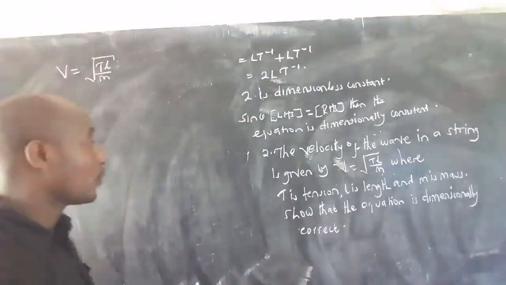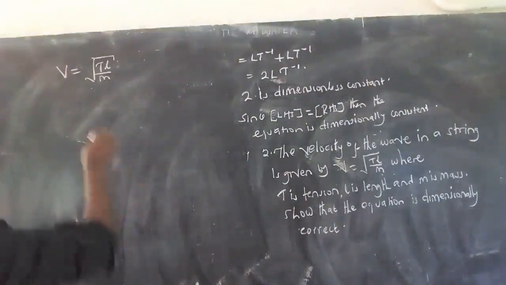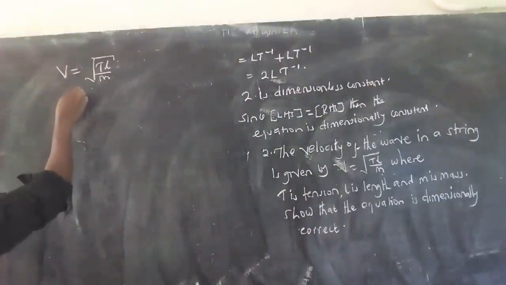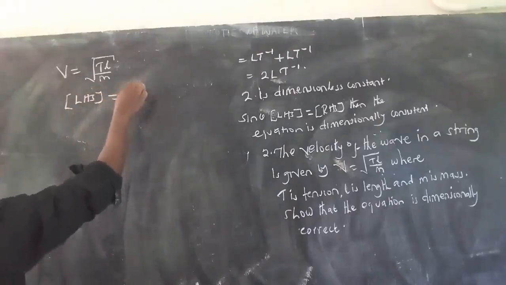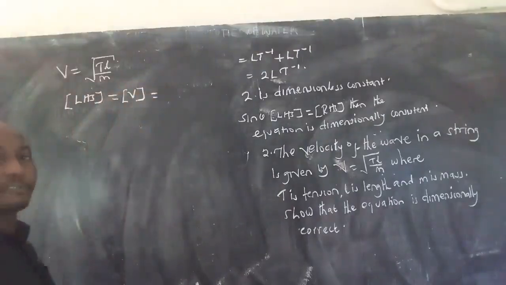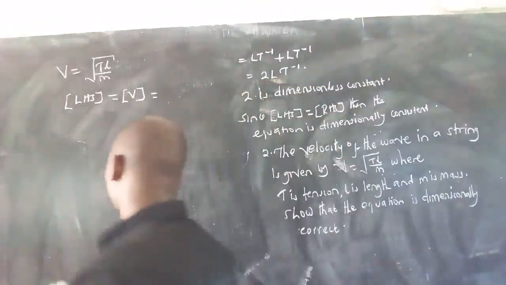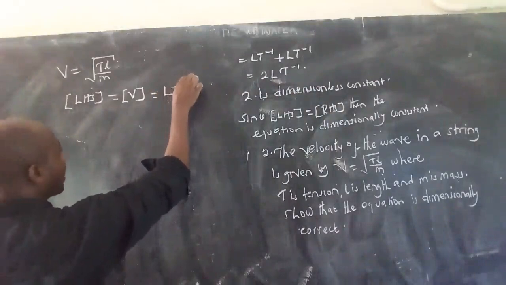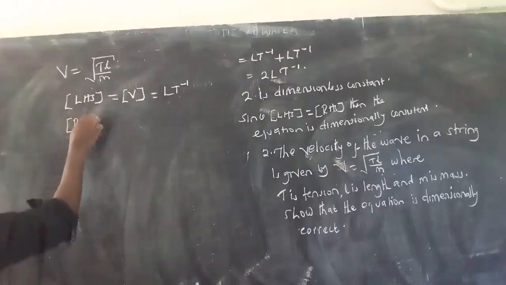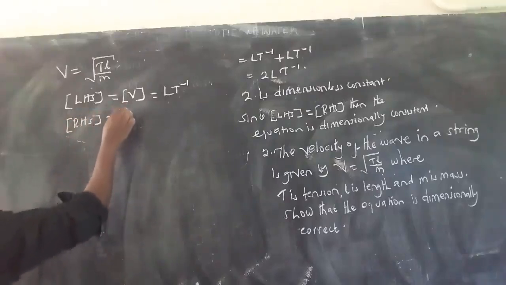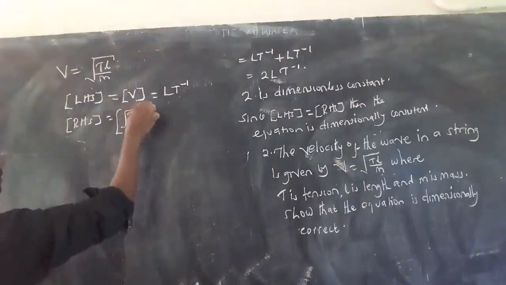So what do we do? We start with the dimensions of one side. So we shall say that dimensions of left hand side is equal to dimensions of V. But dimension of V is velocity, which is meters per second. Meters is for length, second is for time. So it is L t negative 1. Then the dimensions of right hand side will be equal to dimensions of square root of TL divided by mass.